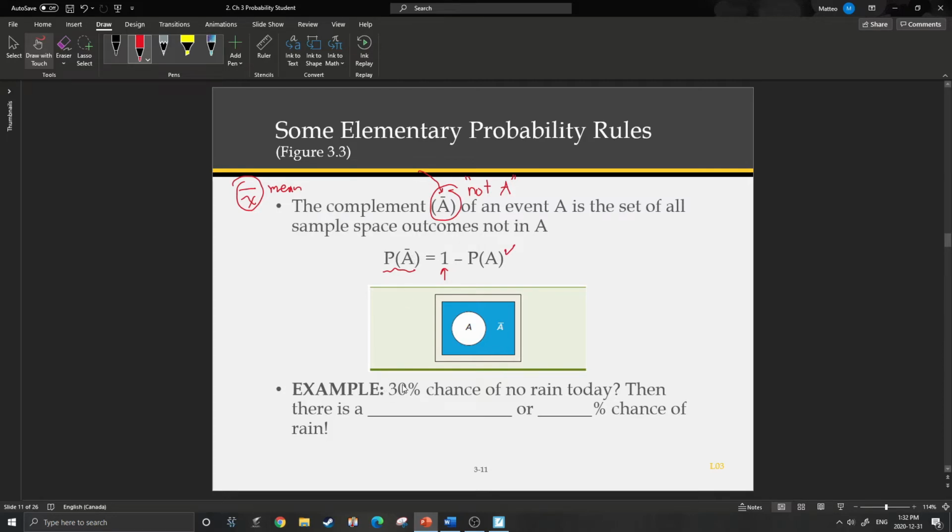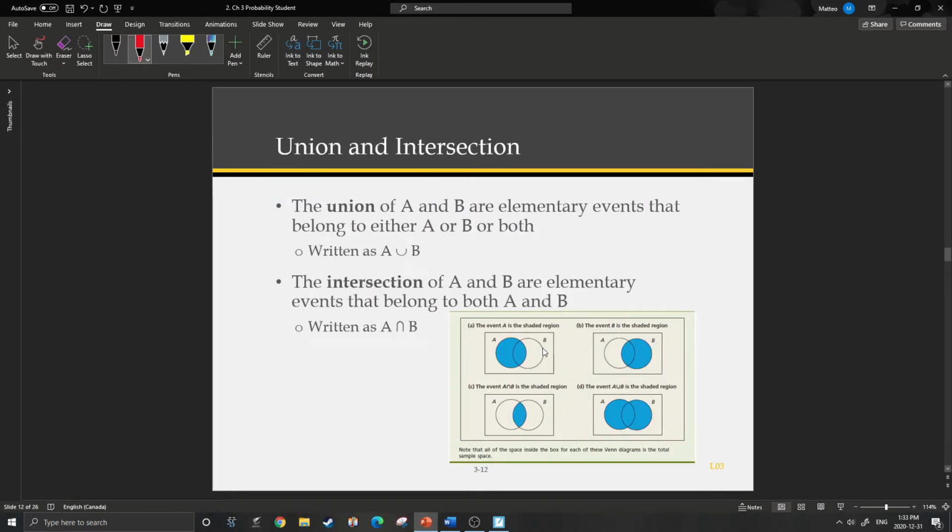For example, say there's a 30% chance of no rain today. Well, what's the probability of rain then? Well, that would mean that if I go 1 minus 30%, so written as a decimal like this, or 100% minus 30%, I would find out that there's a 70% chance of rain. Well, that is a demonstration of this whole A, not A concept. There you go. I won't say anything more because I don't want to overcomplicate an easy topic.